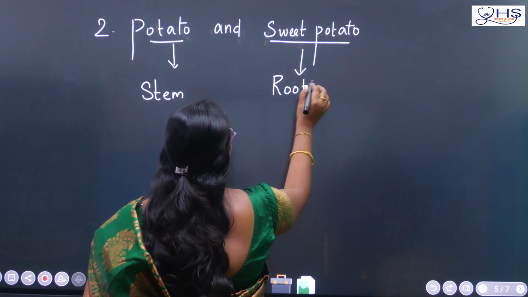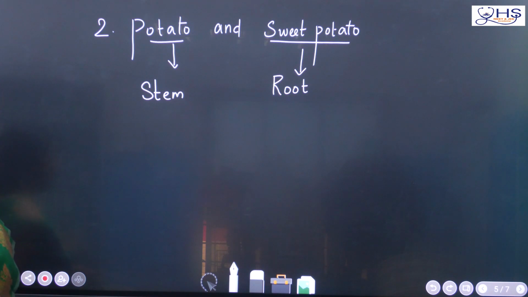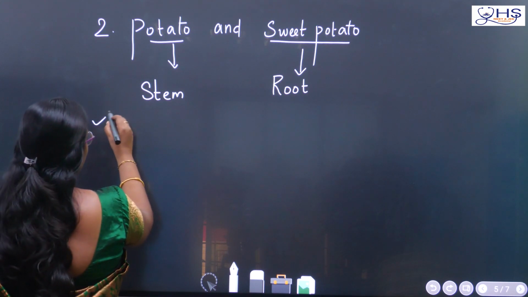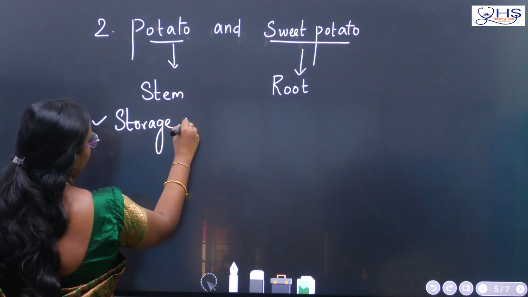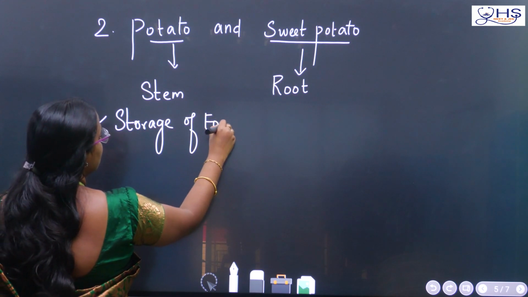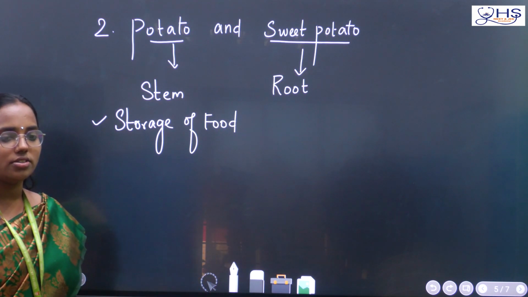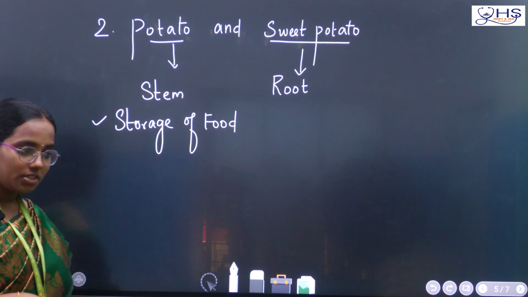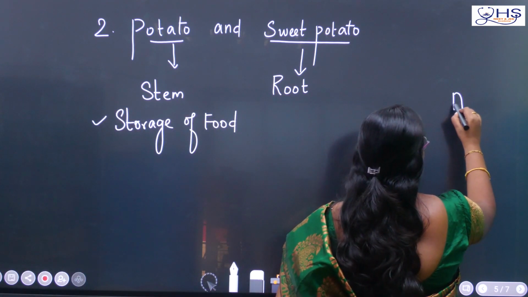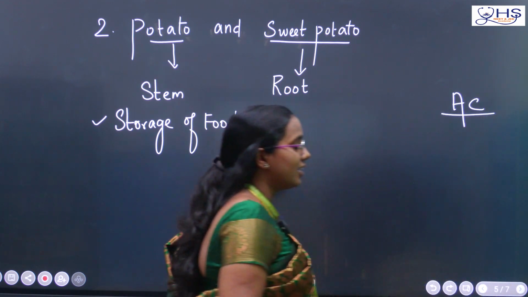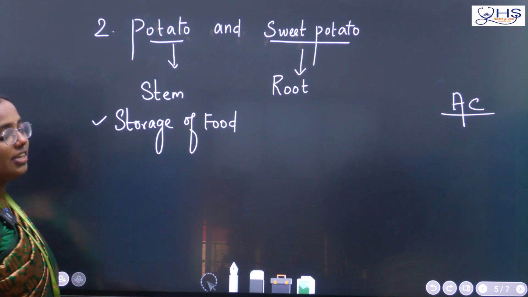So if you see here, the ancestors are different, the stem and root anatomy is going to be different, but their function is the same. What is the function here? Storage of food. So now this is an example for analogy. Analogy means convergent evolution or divergent evolution? Yes, convergent. How will you remember? By remembering the key AC. Analogy is an example for convergent evolution.